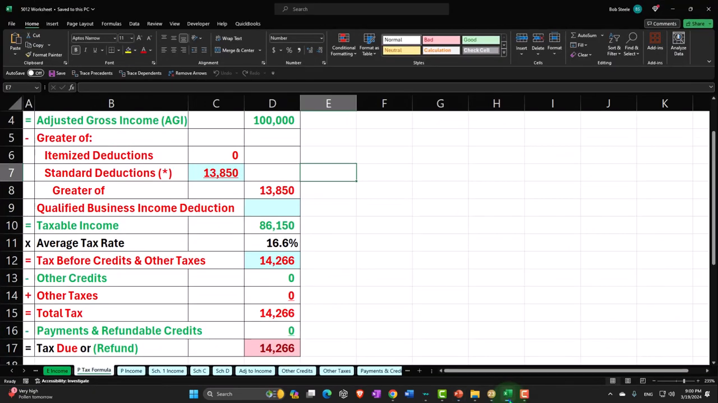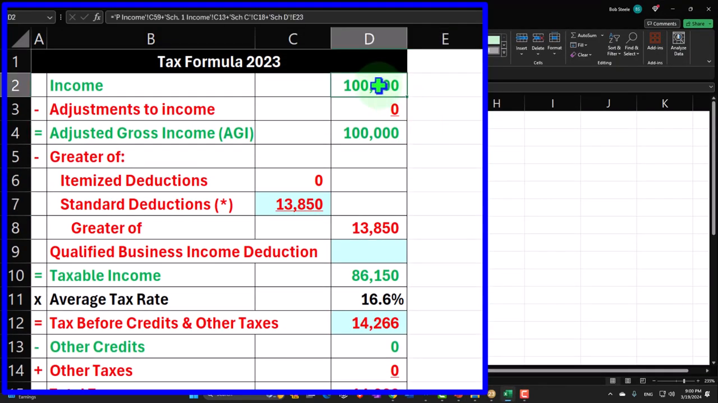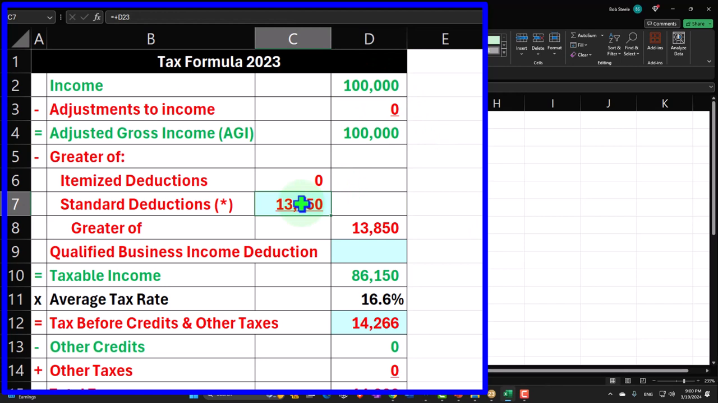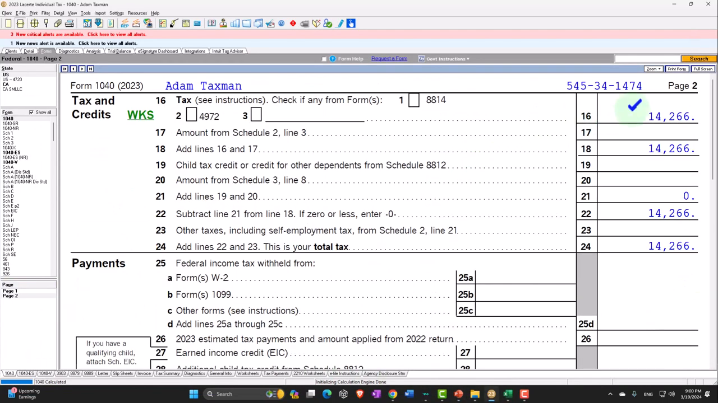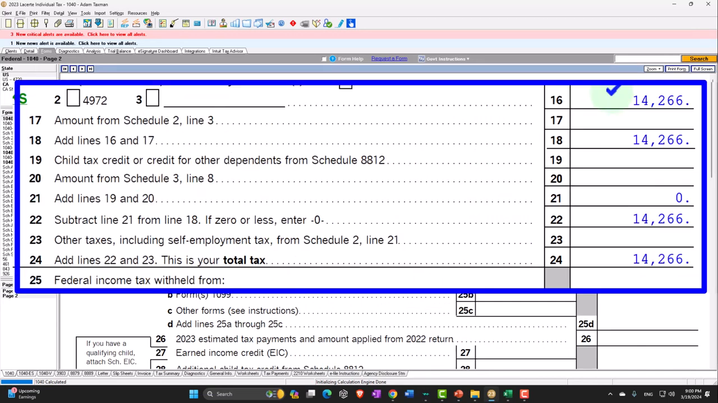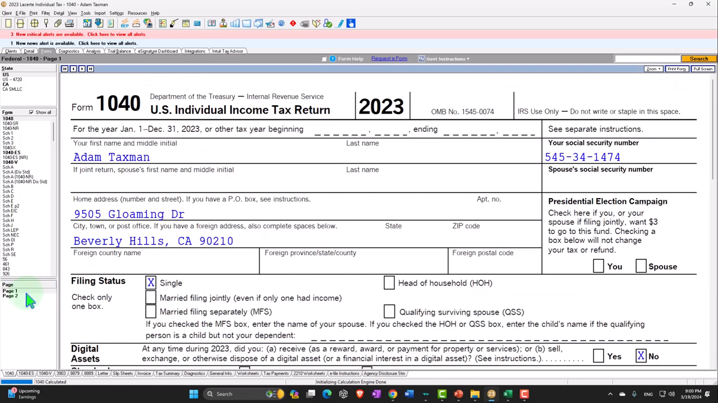Mirroring that in our Excel worksheet, we've got the 100,000, the 13,850, and the 86,150 taxable income, with the tax calculated at 14,266, which is on the second page of the Form 1040. Let's go back to the first page.